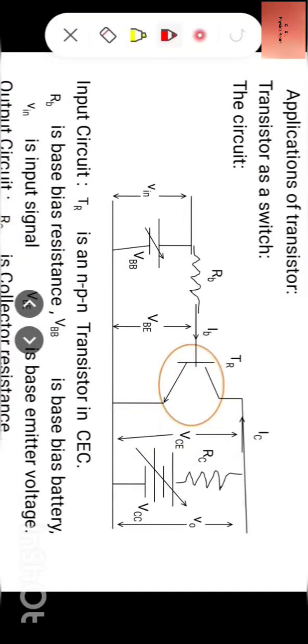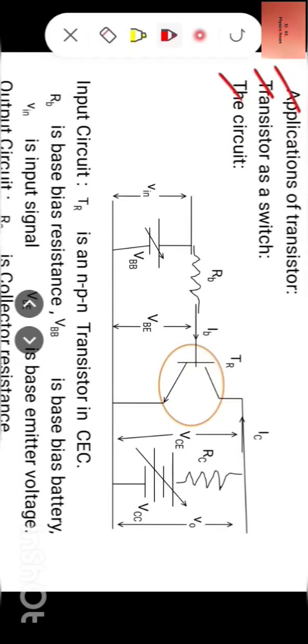Hello friends, continuing with the topic of transistor, today we come to its applications. Today's topic is applications of transistor. Now transistor can be used as a switch, as an amplifier, as an oscillator and as well as a modulator. Now we start with transistor as a switch.